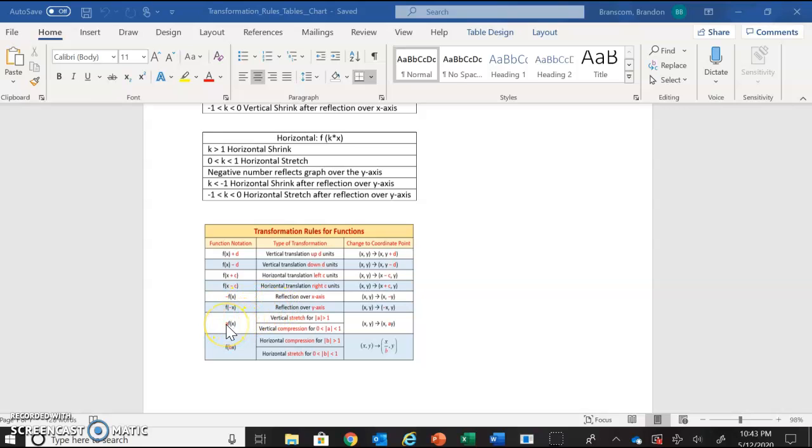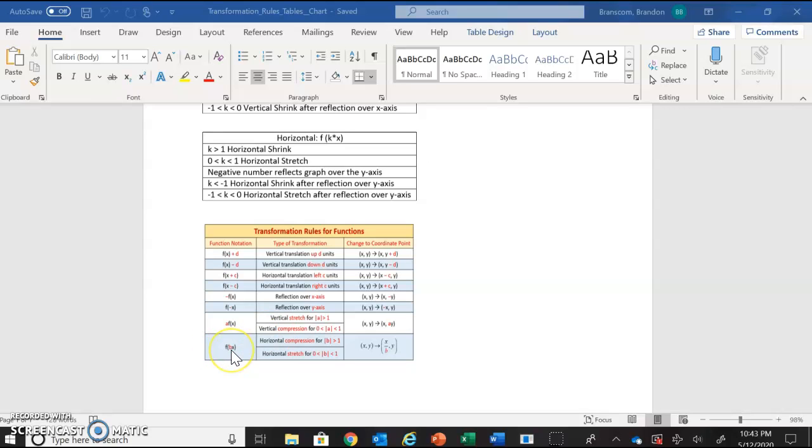If it's multiplying outside, here are the rules. Stretch if it's absolute value greater than 1. If it's multiplying outside, and it's between 0 and 1 for the absolute value, the number you're multiplying, then it's a vertical compression or shrink. It's also called compression in this table, but it's a shrink as well. We can also call it that.